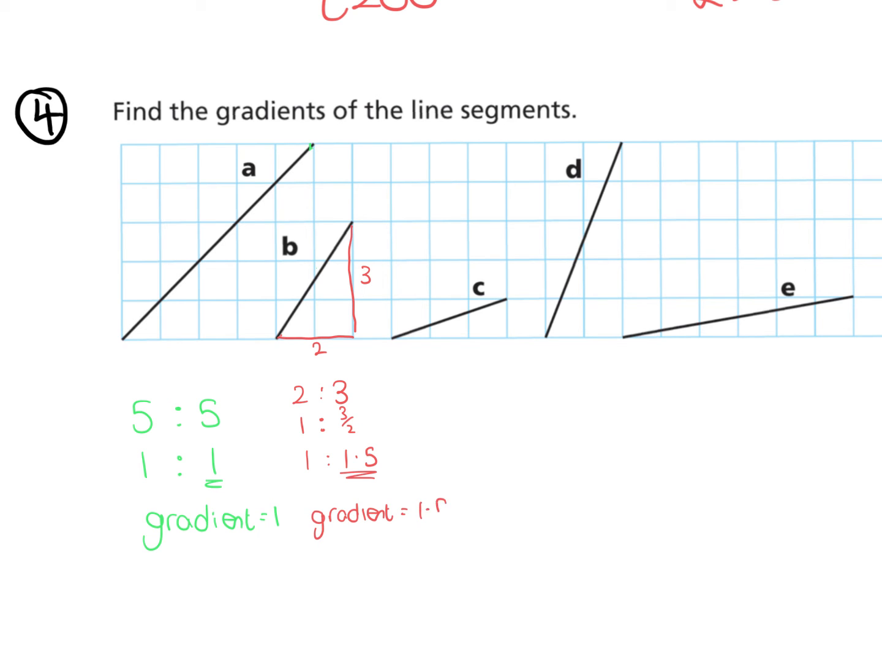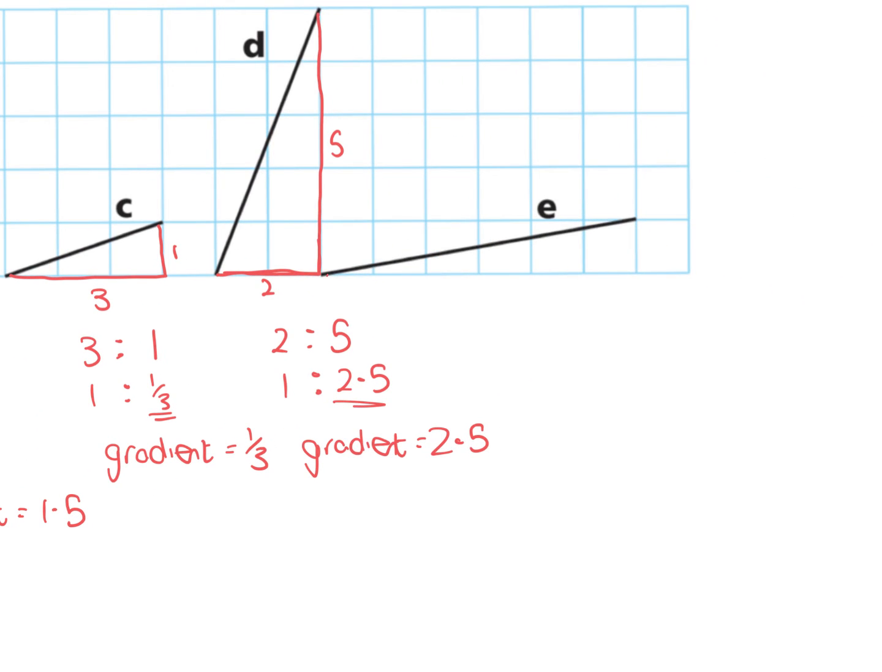So we get the ratio to 1 to something, and the thing on the other side is your gradient, isn't it? So C, that's 3 to 1. And the ratio is 3 to 1, divide by 3, 1 to a third. So the gradient for C is a third. For D, I've got 2 there, and I've got 1, 2, 3, 4, 5 there. So the ratio is 2 to 5, divide by 2, it's 1 to 2.5. So for this one, the gradient is 2.5. And for E, the last one, if I measure on the bottom, I've got 1, 2, 3, 4, 5, 6. And this is 1. So the ratio is 6 to 1. If I divide by 6, that's 1 to 1/6. So the gradient is just 1/6 for that one.